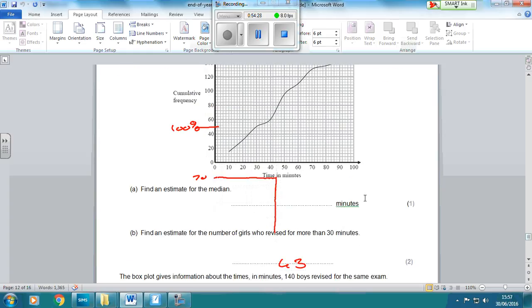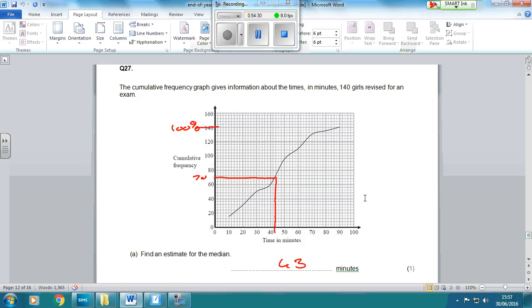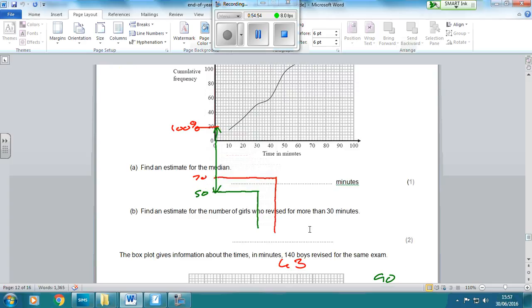Estimate the number of girls who revise for more than 30 minutes. So what we do is we go up from 30, and then we go across, and that's about 50 there, which means that above 50, this distance here, it's going to be 90. So there are 90 girls who revise for more than 30 minutes.